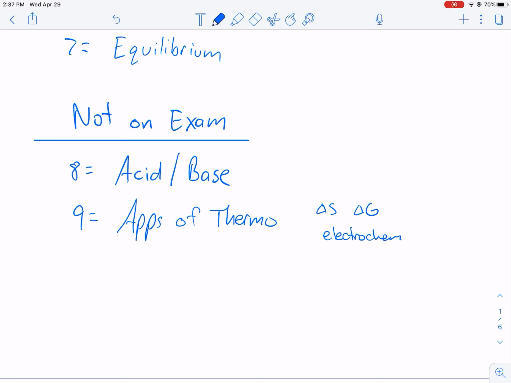So to me, that's a little bit of a downside. I thought you guys did really well with the electrochemistry and making batteries and using salt bridges and things like that. So I'm a little bummed that the electrochem's not on there, but they're leaving it off.